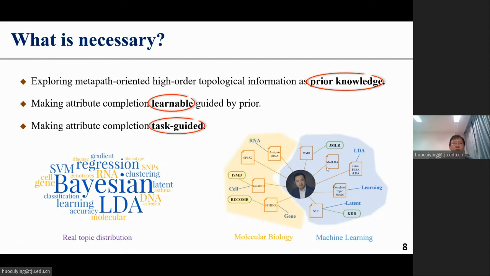Second, the attribute completion should also be learnable, guided by this prior. For example, we may need to learn and make his important papers play more important roles for the attribute completion task. Third, it will also be better if the completion may be effectively task guided. That is, if his ground truth research topic label is machine learning in this task, the completed attributes should be more likely the topic words related to machine learning.